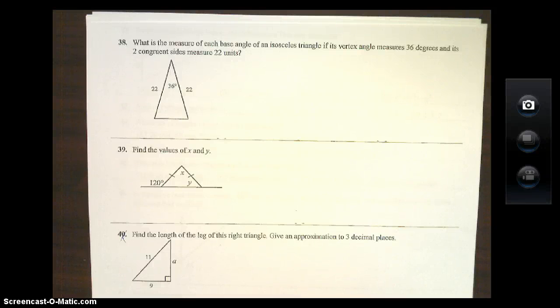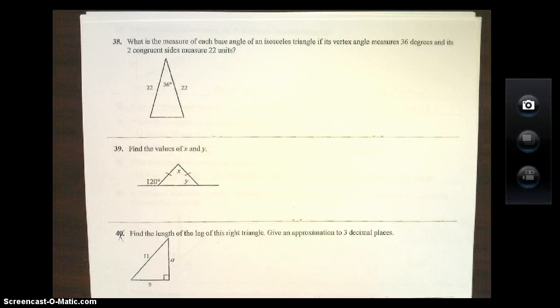Hey everybody, we're on the home stretch here. Last 4 pages of our packet.